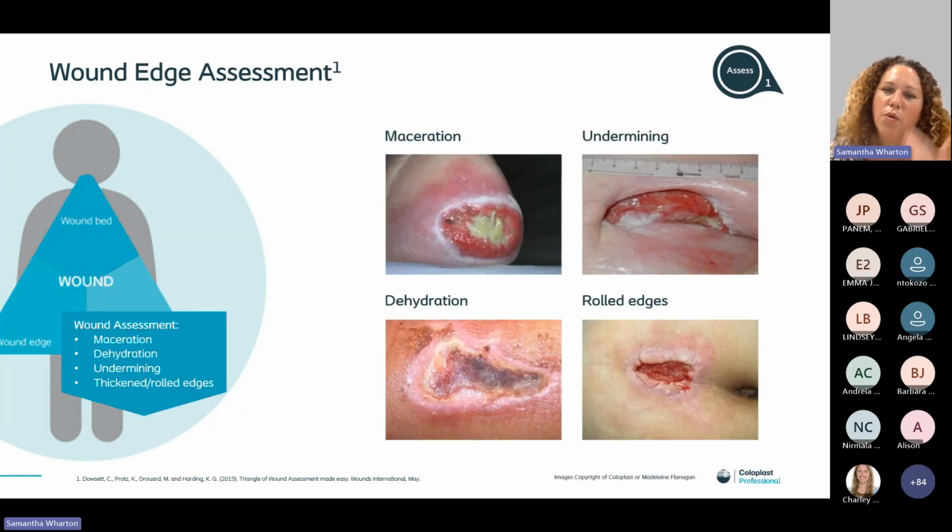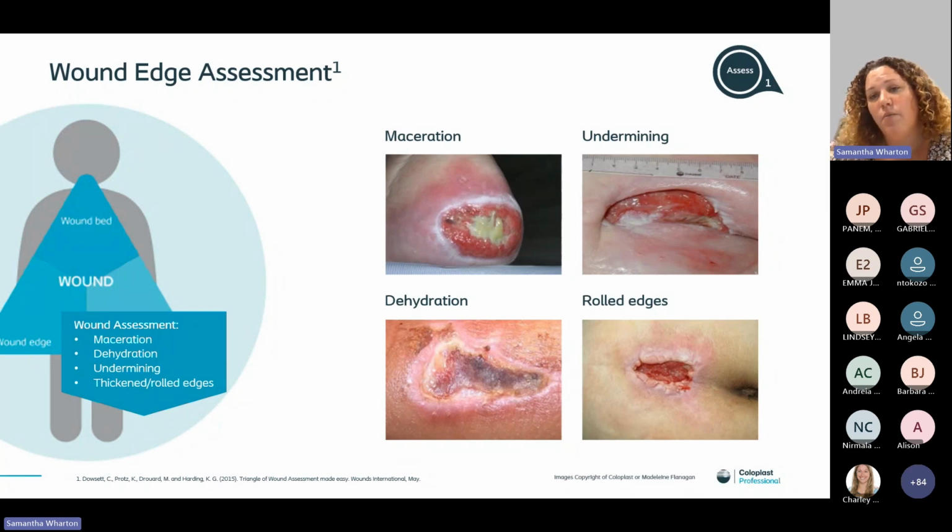Then we move along to that wound edge. So like I said before, we need to look at each aspect of that wound when we're assessing it. So when we're looking at the wound edge, we're looking to see, is there any maceration present? Is that exudate causing that skin to break down at the wound edge? Is there any undermining?